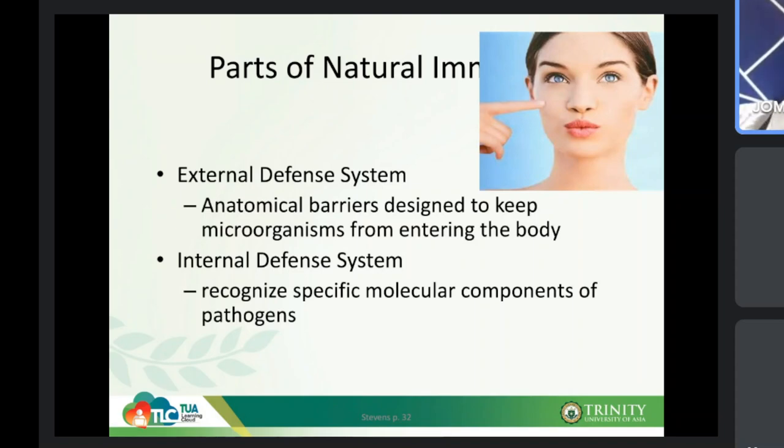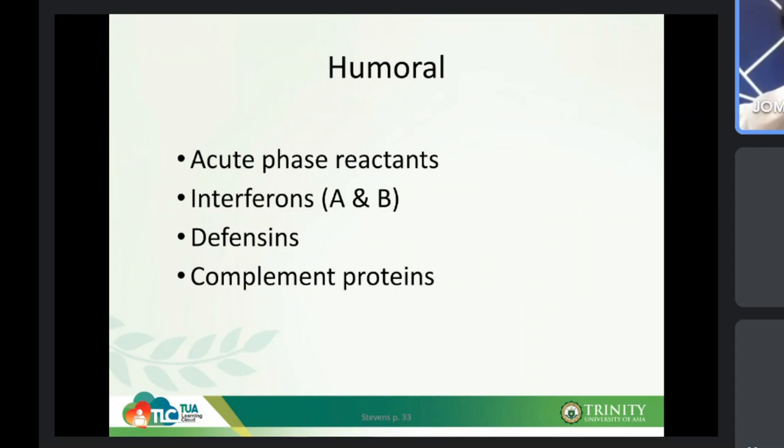Later on, as we move along our discussion for today, we'll be discussing how our body is capable of recognizing molecular components from these different pathogens, which allows us to respond to a particular bacterial or pathogenic invasion inside our body. Last time we started off already with the humoral components of our innate immune system. We talked about your acute phase reactants and your interferons. We'll be talking about your complement proteins as a separate discussion, hopefully by the fourth week of our discussion.